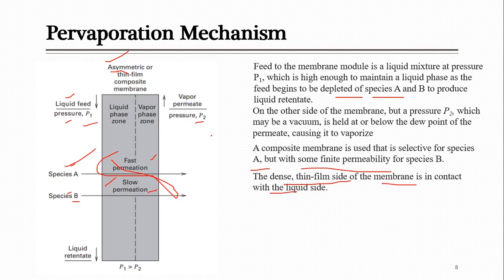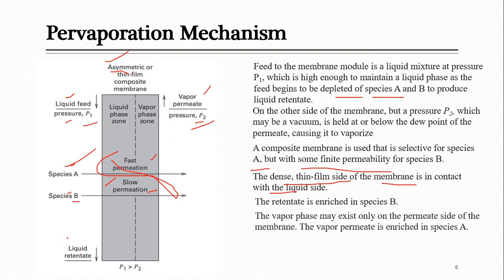On the other side only those components exist which are actually separated, but on the feed side there will be a mixture, so this dense thin film side should be on that side. And this is the same for even RO and gas separation. When you are using a thin film like a dense membrane, which is the active layer, this is usually on the feed side. At the end of the day, the permeate will contain more of A, and the retentate will contain more of B, or species B in large amount.